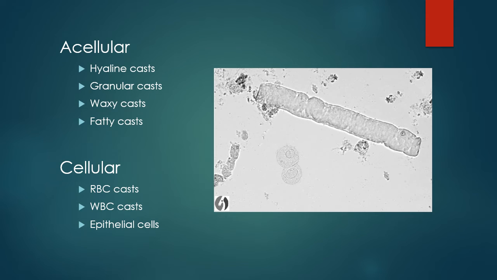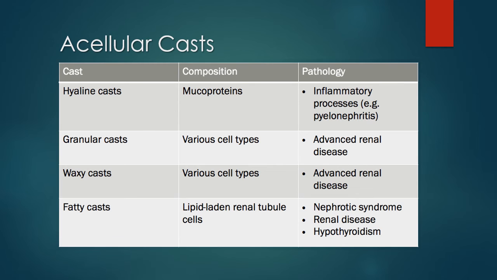With regards to casts that don't contain cells, those would include hyaline casts, granular casts, waxy casts, and fatty casts. For casts that do contain cells, we'll discuss RBC casts, white blood cell casts, and epithelial cell casts. Let's start with the acellular casts.